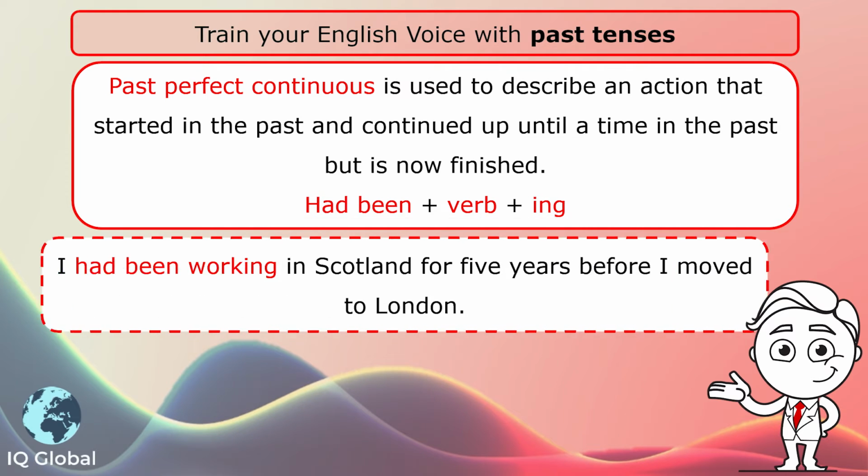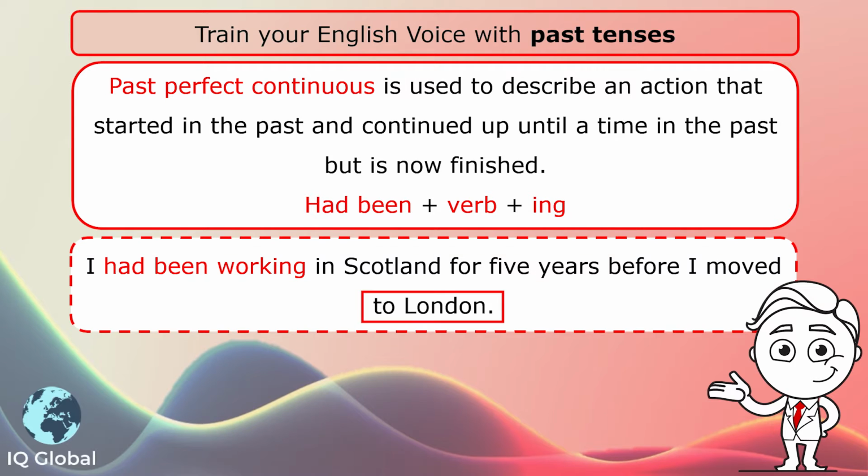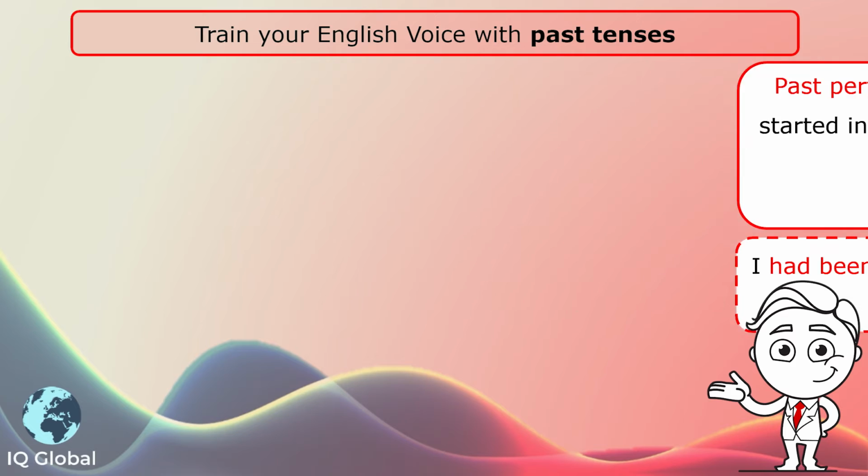We form this by using had been plus the verb plus ing. The example, I had been working in Scotland for 5 years before I moved to London. What was the action that had started in the past? They had been working, it had continued, and now it was finished. That action of working in Scotland is now complete.